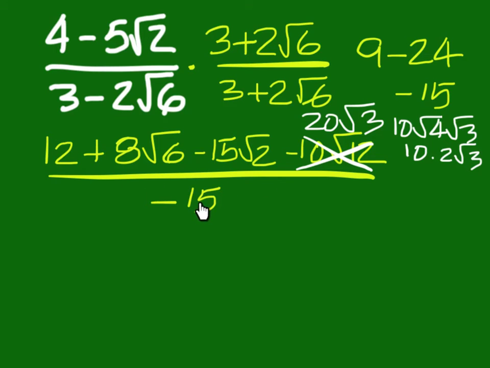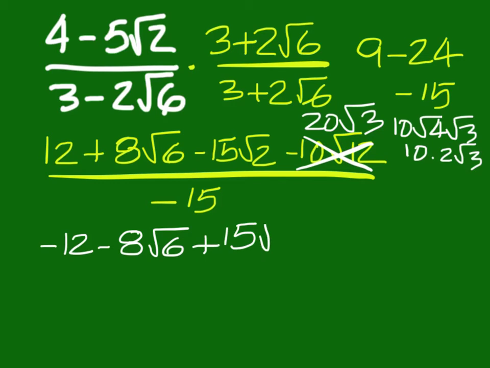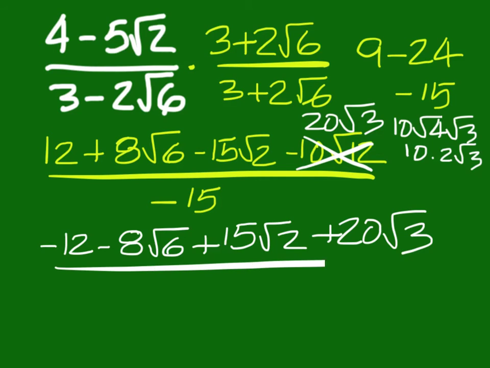We cannot get a factor out of all of those. So the only thing we can do is change the sign of everything to get rid of this. So we have a negative 12 minus 8 square root of 6 plus 15 square root of 2 plus 20 square root of 3. All of that over 15.